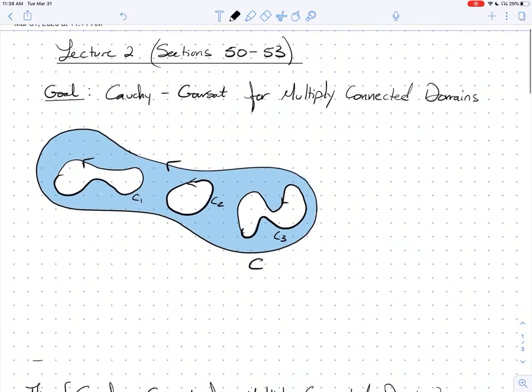So the goal in this first part of lecture 2 is to understand a theorem that in the last lecture I said we weren't going to look at, but as I thought about it and ran some examples, I just realized that we should see it. So I want to state for you the Cauchy Integral theorem for multiply connected domains.